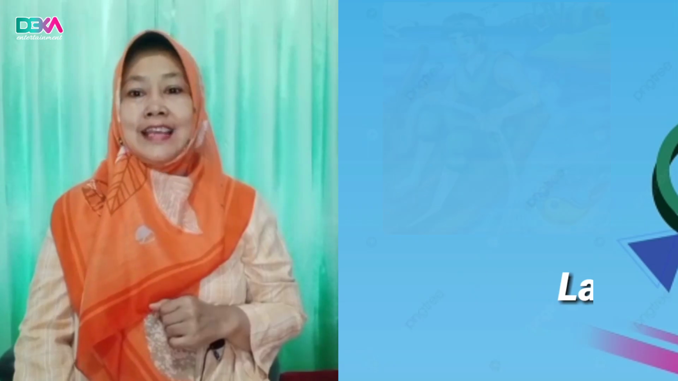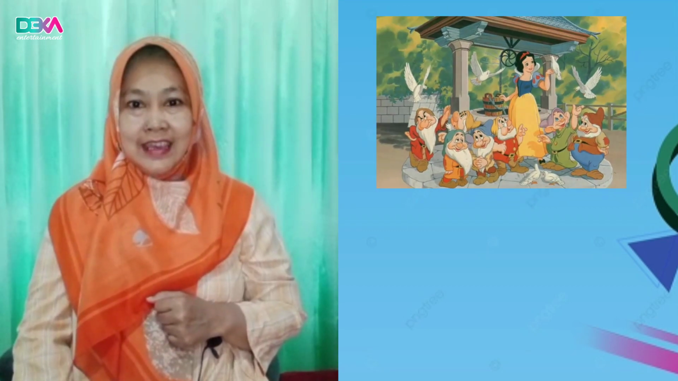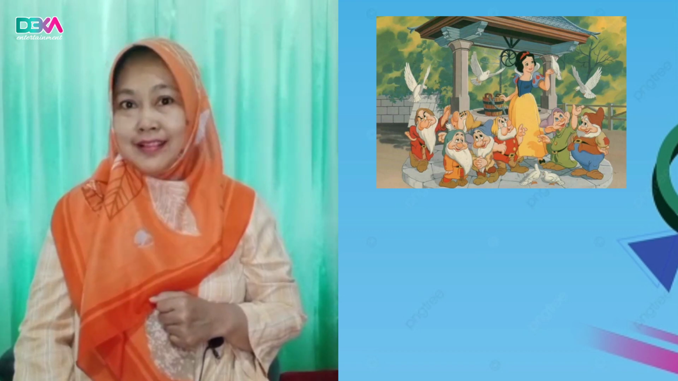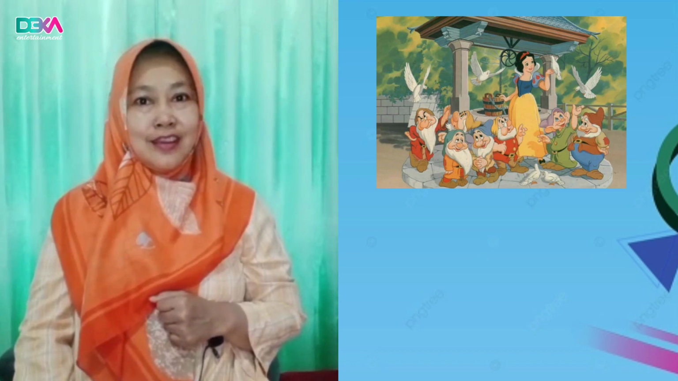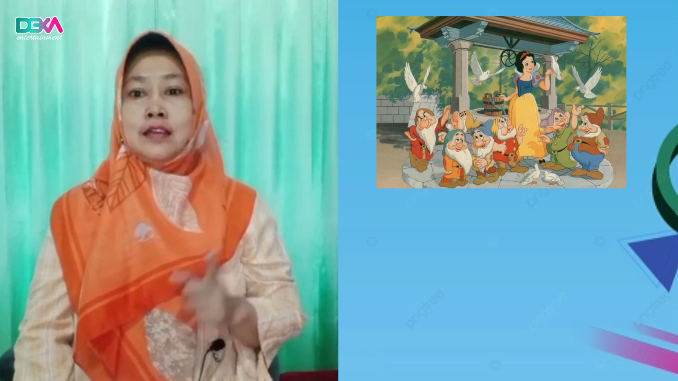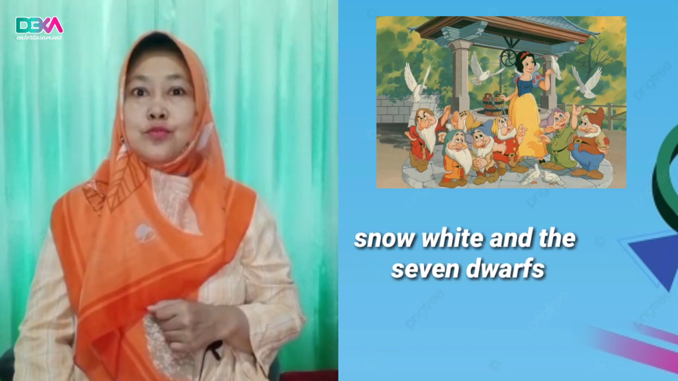Well, let's continue discussing picture number three. Please look at picture number three. Do you know who he is? And what is the title of the story? Well, you are right again. According to the picture I showed you, the story of the narrative text is Snow White and the Seven Dwarfs.